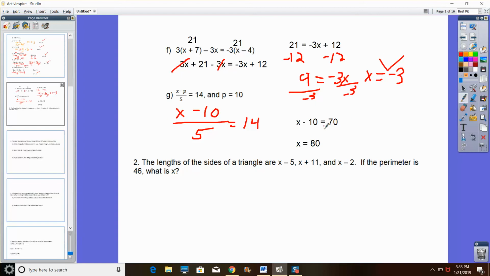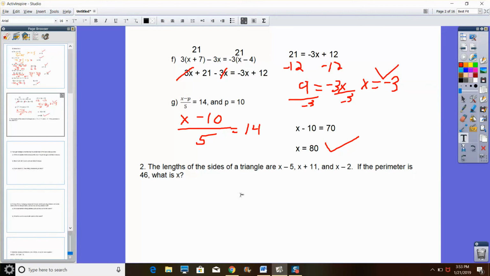And then here with x equaling 80 and p equals 10, that would be 80 minus 10, which is 70. 70 divided by 5 is indeed 14. So that is also a correct answer. Okay. So that's all number 1. 7 equations to solve, and we do it like that.